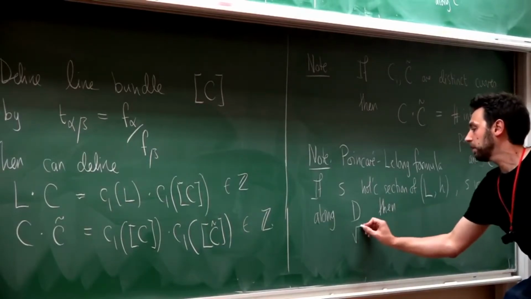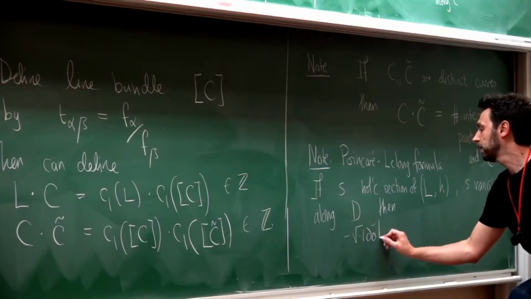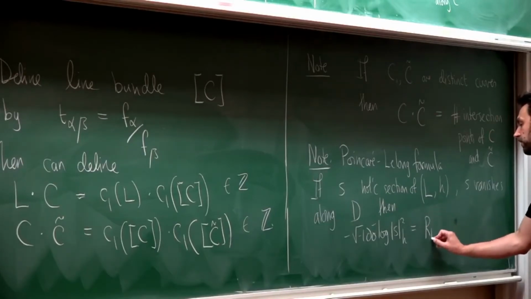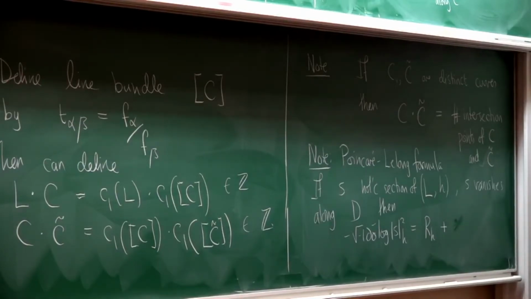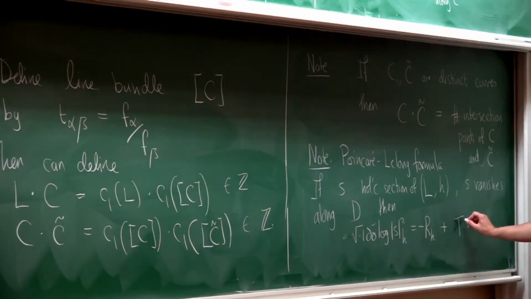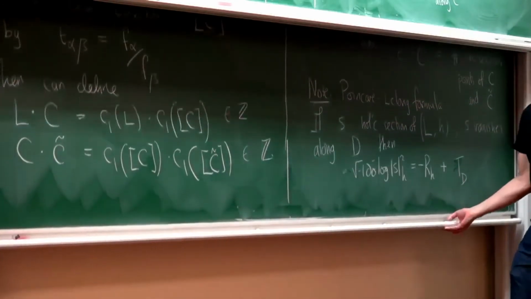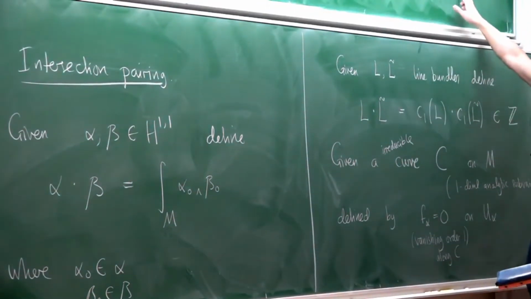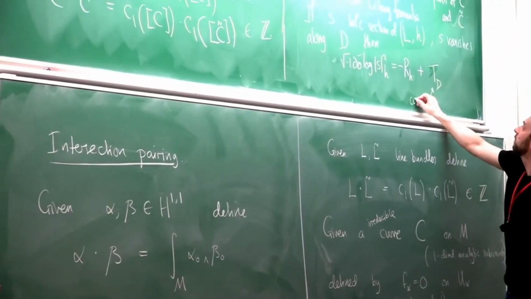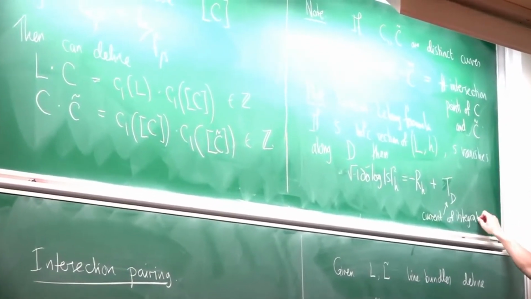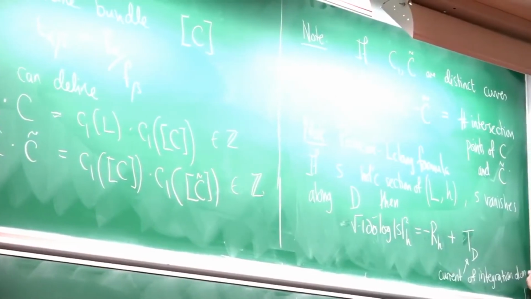Then if you look at minus dd bar log of |S|² H, this is just R of H plus, and this is minus, plus what I'm going to write as T of D, where this T of D is the current of integration along D.